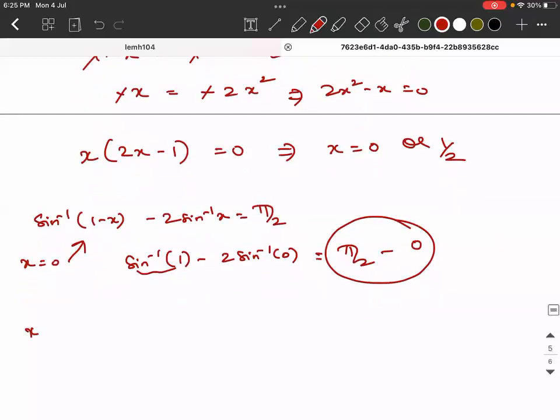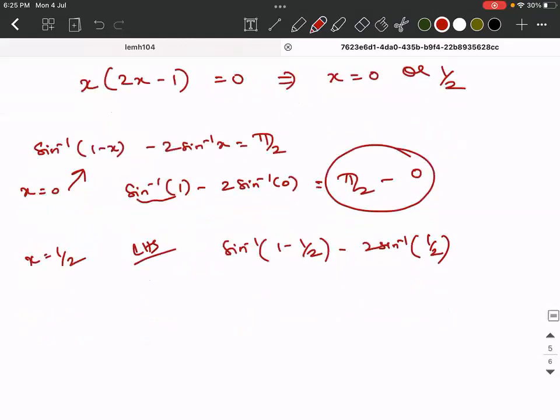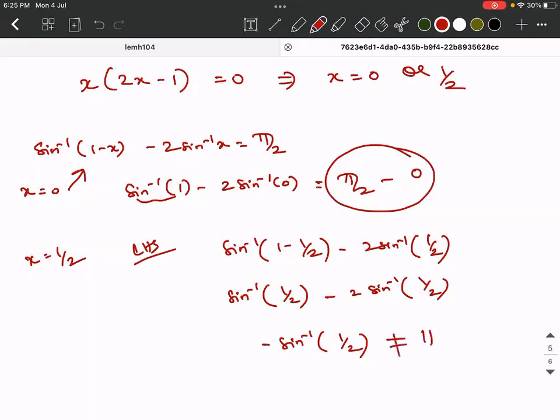Whereas when x is equal to half, what will I get? If I take only LHS, sine inverse of 1 minus half minus 2 sine inverse of half. So sine inverse of 1 minus half is sine inverse of half, minus 2 into sine inverse of half. So this is actually minus sine inverse of half. Is minus sine inverse of half equal to pi by 2, which is RHS? It is not equal to pi by 2. So what it means is x can take only 0, and x cannot take half.